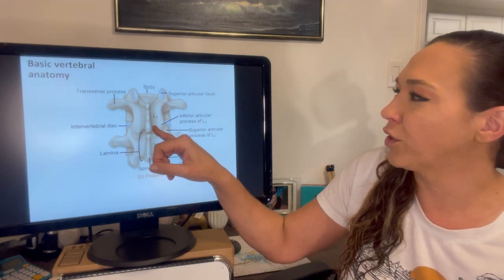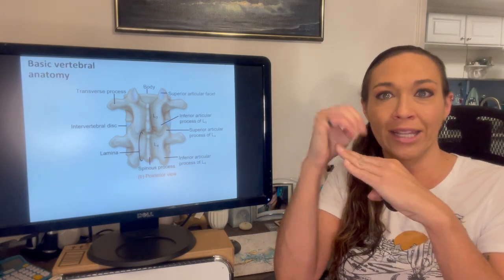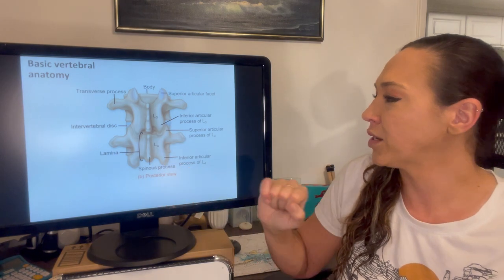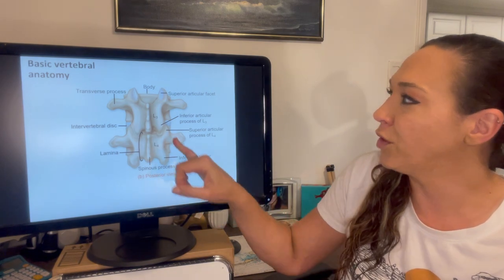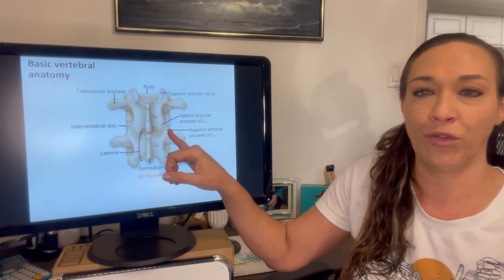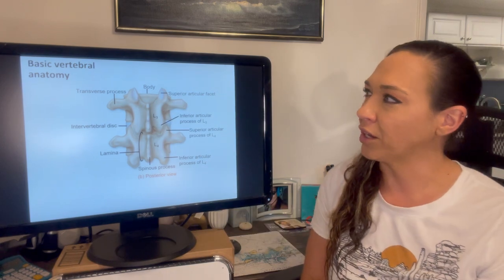You've got your inferior articular process, right? Inferior means below. Your inferior articulating process here. Inferior of L3, inferior of L4. You've got superior of L4 here, and then superior of L3 right here.